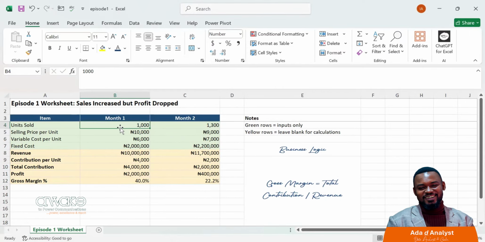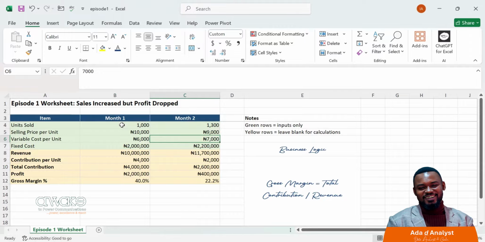In units sold, in month 1, Johnson and Son sold 1,000 units. In month 2, they sold 1,300 units. The selling price for month 1 per unit was 10,000. The selling price for month 2 per unit was 9,000. The variable cost per unit was 6,000 in month 1 and 7,000 in month 2.